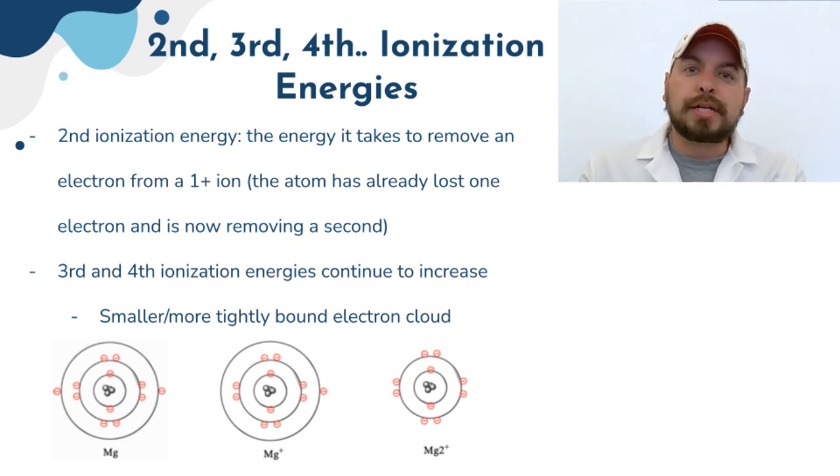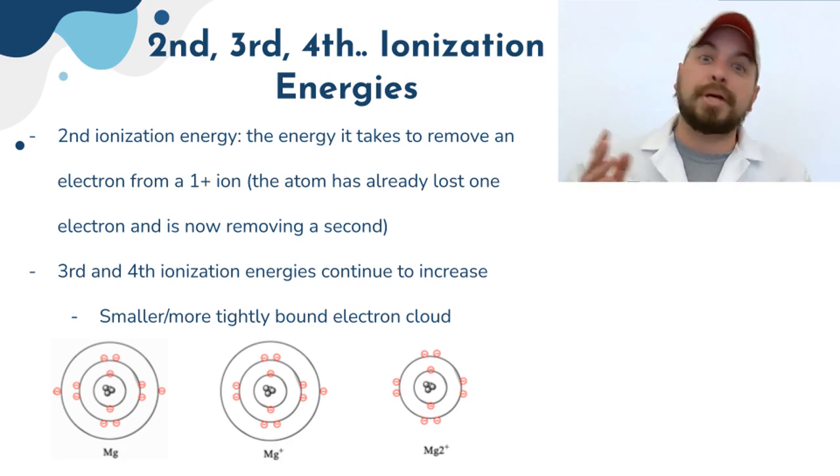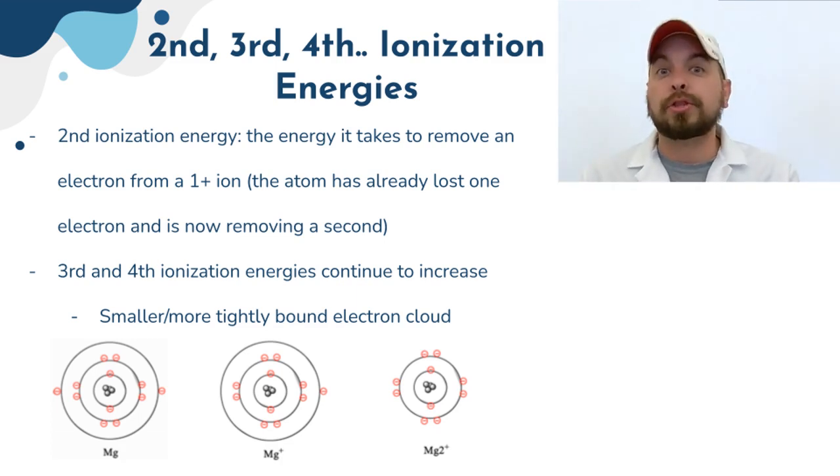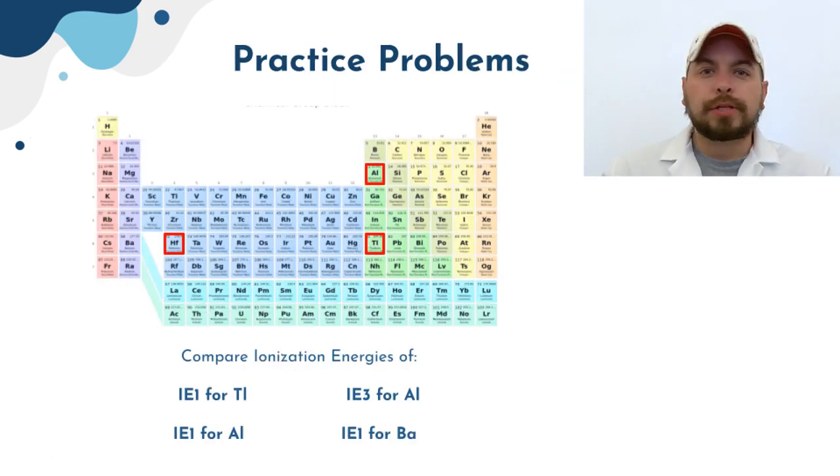So what you're going to see is an increase between the first energy and second energy, but then a big increase between the second energy and the third energy. And that's going to really tell you what the charge of the ion is going to be. And we can actually use it to identify the ion. Let's jump in with a practice problem.